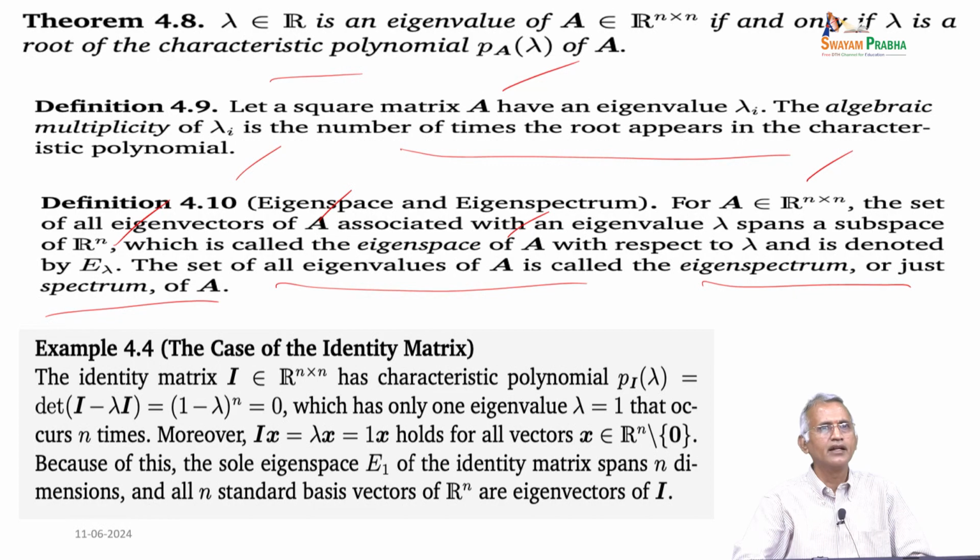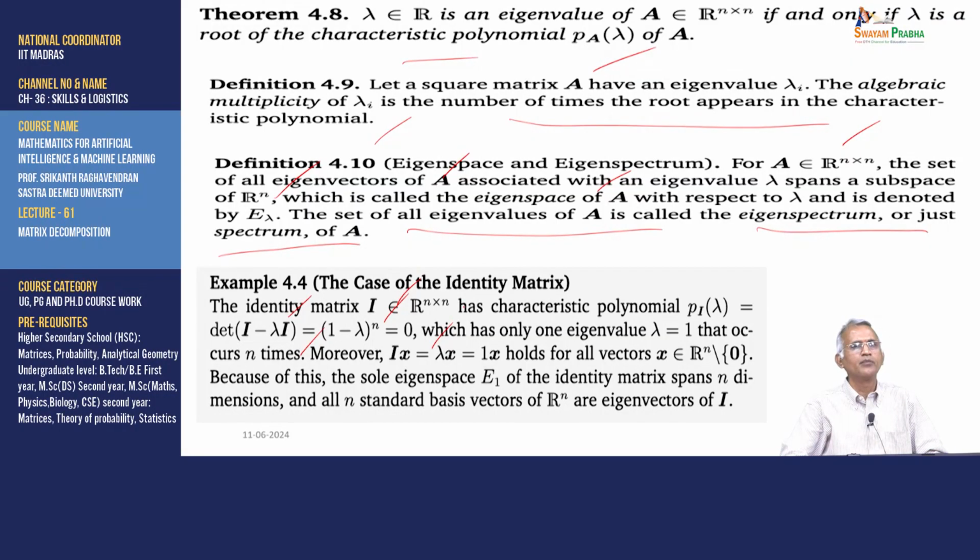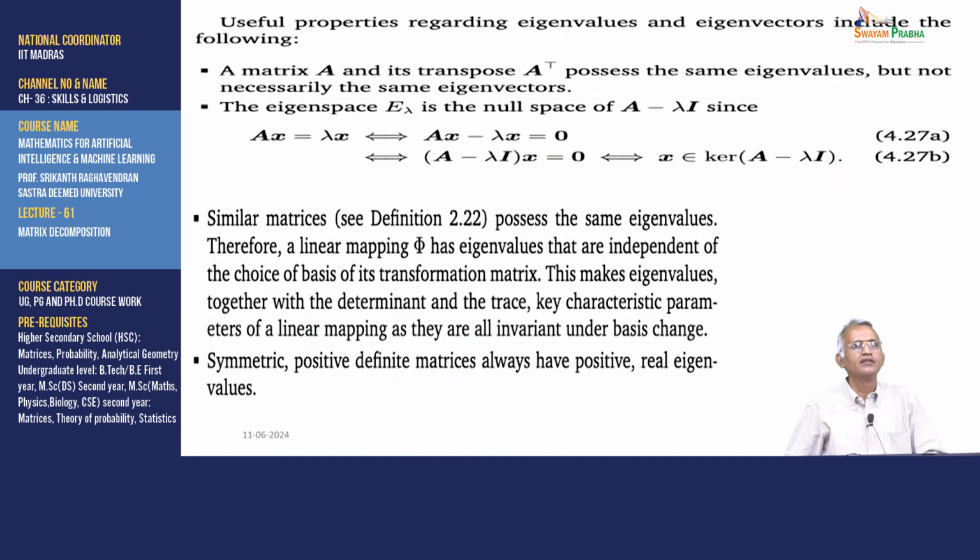Example, the case of the identity matrix. The identity matrix I in R^(n×n) has the characteristic polynomial P_I of lambda equals the determinant of I minus lambda I, equals (1 minus lambda)^n equals 0, which has only one eigenvalue, lambda equals 1, that occurs n times. Moreover, Ix equals lambda x equals 1x holds for all vectors x in R^n, x not equal to 0. Because of this, the sole eigenspace E_1 of the identity matrix spans n dimensions, and all n standard basis vectors of R^n are eigenvectors of I.